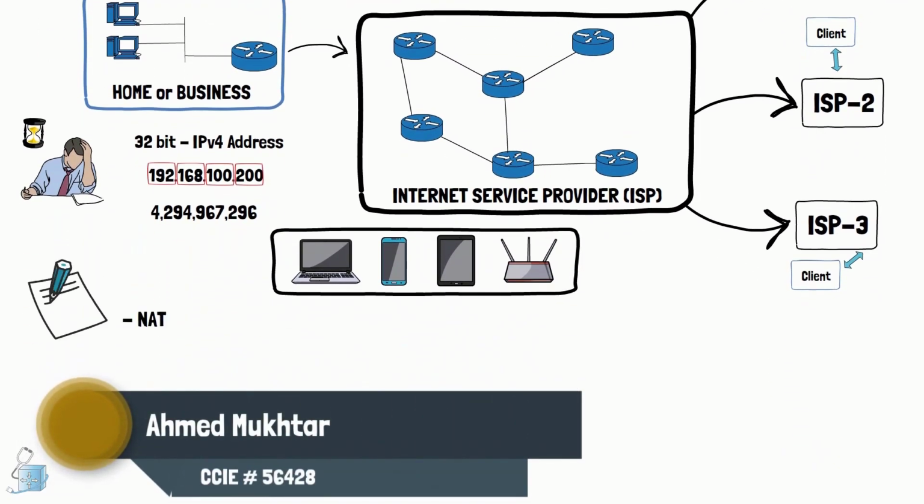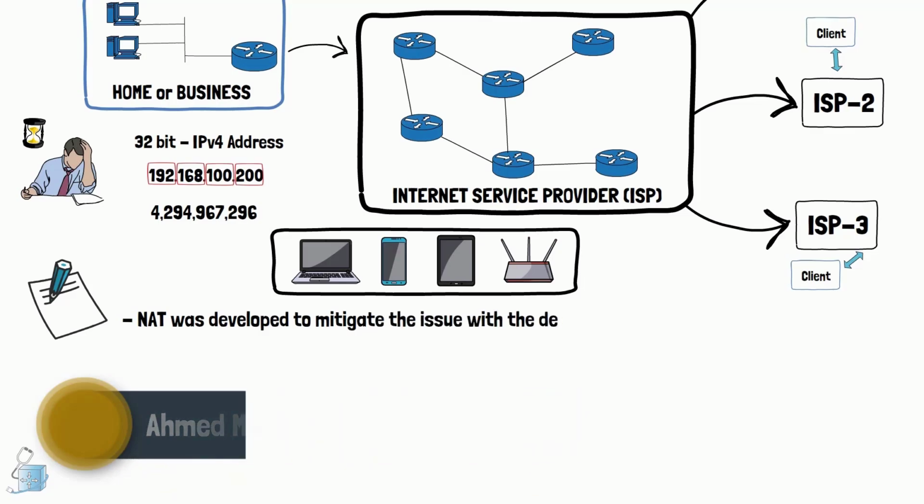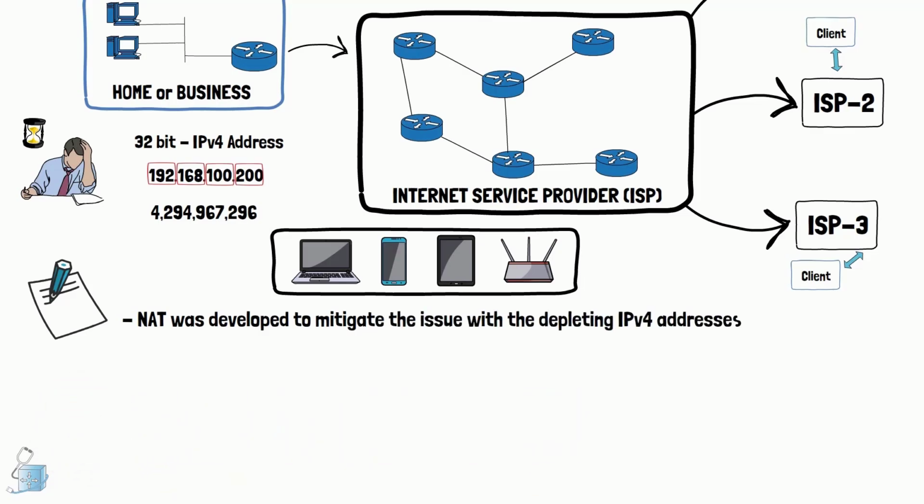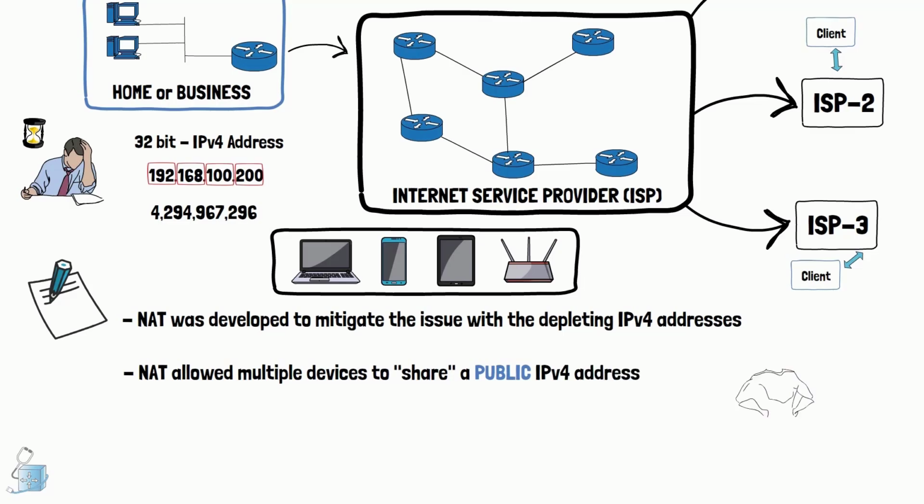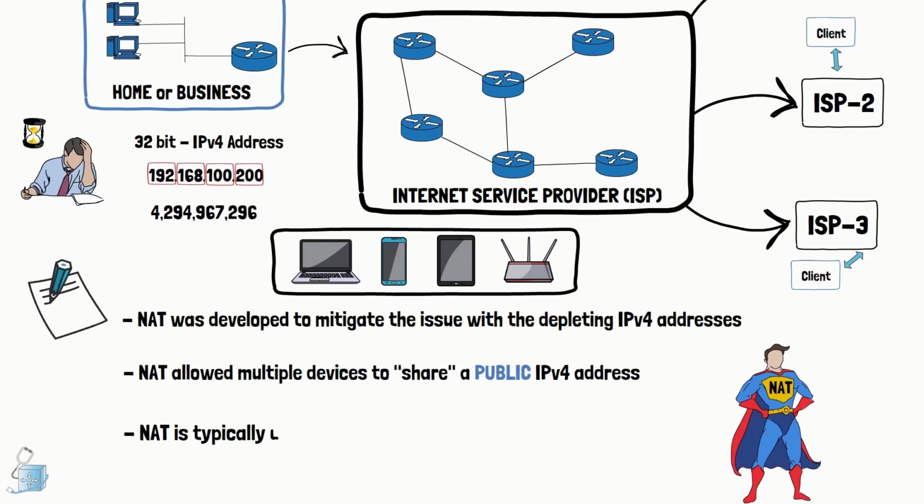So that is where NAT came in. NAT was developed to save the internet from its depleting IPv4 addresses. NAT is used for many other things, but the main reason it became so famous is that it allowed multiple devices like desktops and laptops with private IP addresses to share an internet or public IP address. NAT is typically implemented on a device that can perform some sort of routing, like a Cisco router.